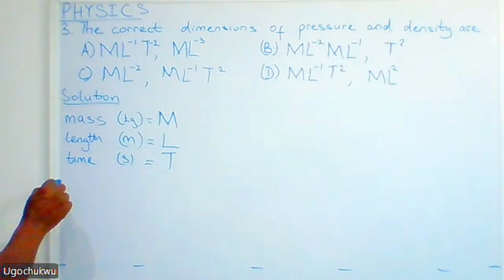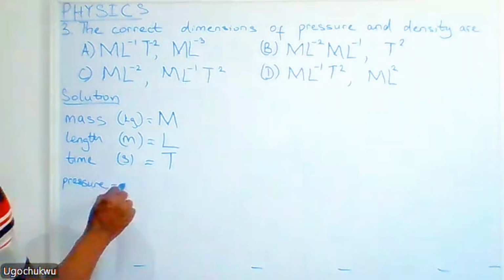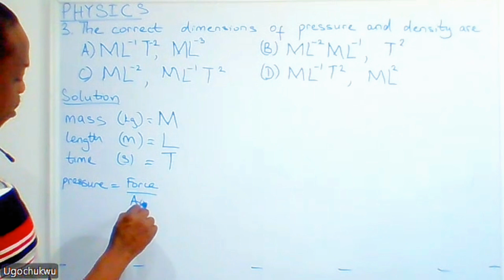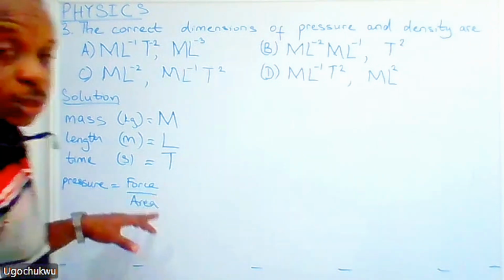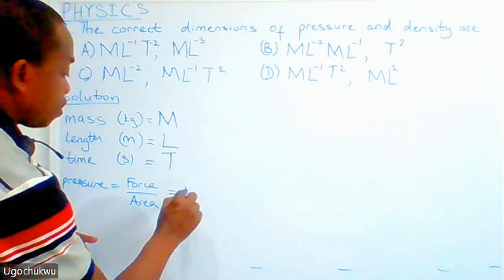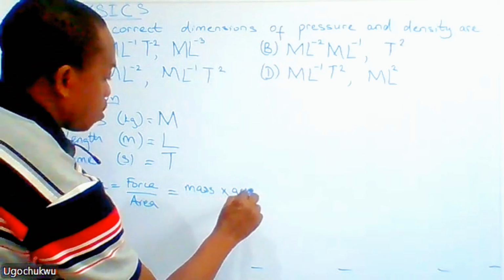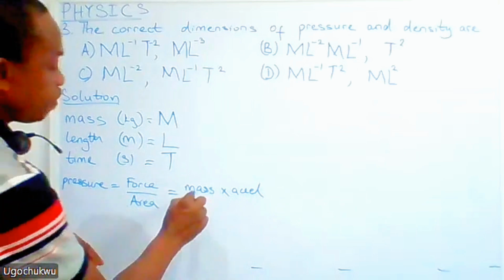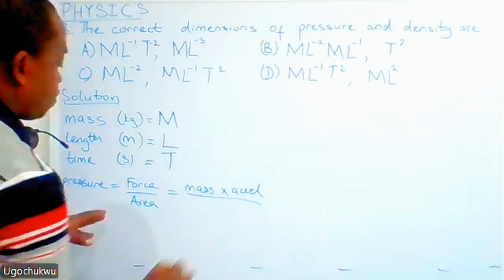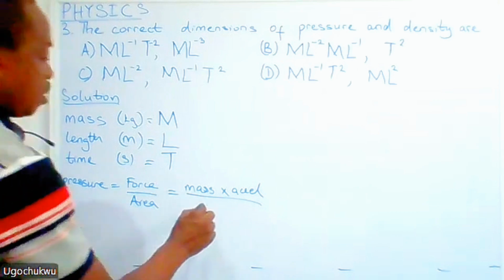So, what's pressure? Pressure is defined as force per unit area. And force, we can define force as mass times acceleration. And then area, that's length times length, that's meter squared, that's the unit for area.